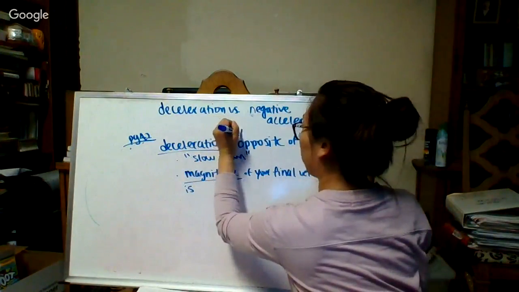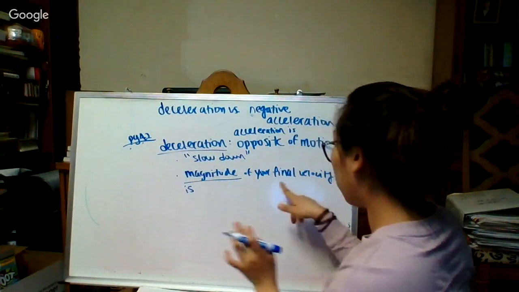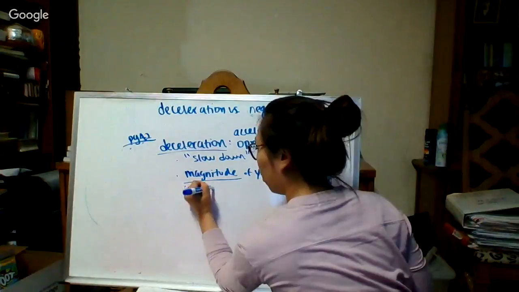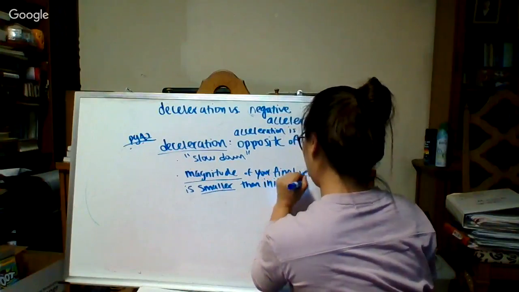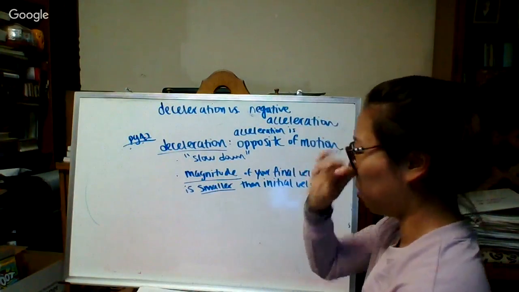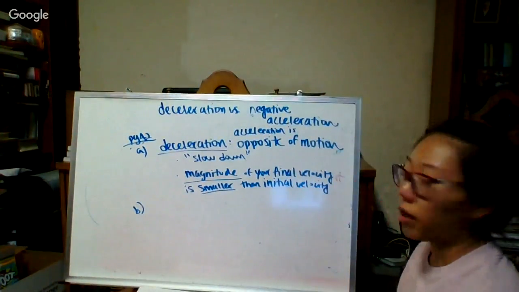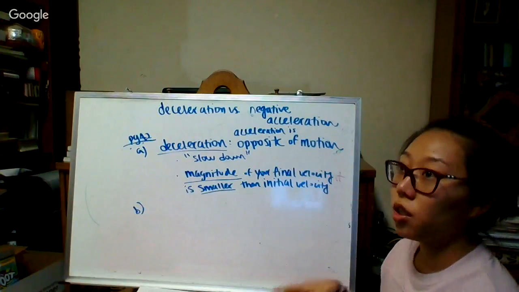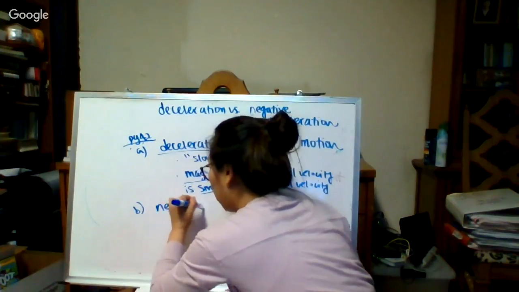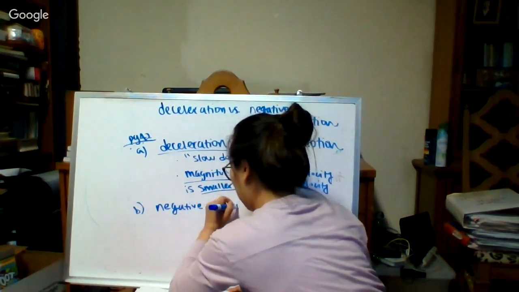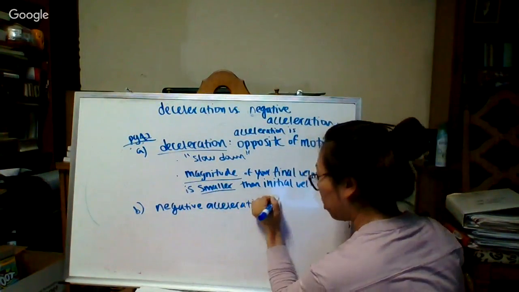Oh, so deceleration is opposite of motion, sorry. It is opposite of motion. Magnitude of your final velocity is smaller than initial velocity. It is magnitude. That's important because I'll show you all the instances. Okay, and then negative acceleration is when the acceleration is negative. So, the number has a negative sign. Acceleration has a negative value.